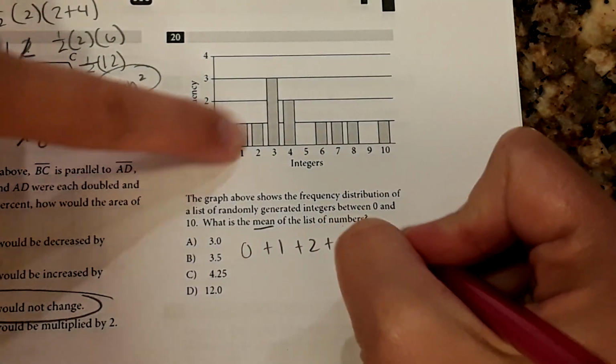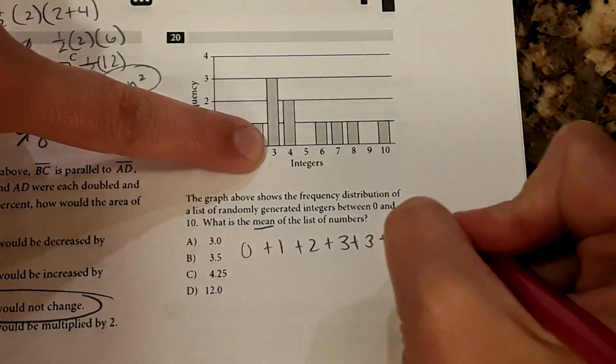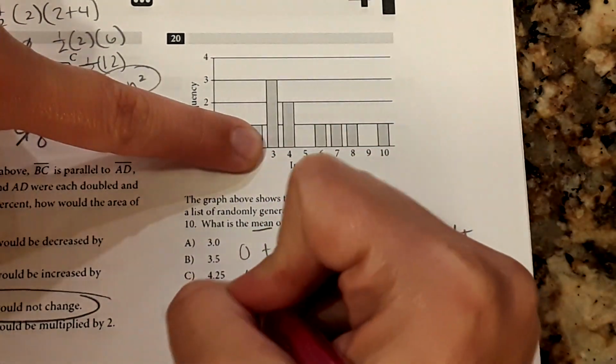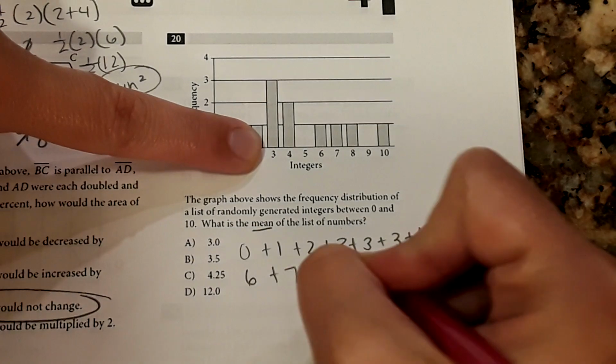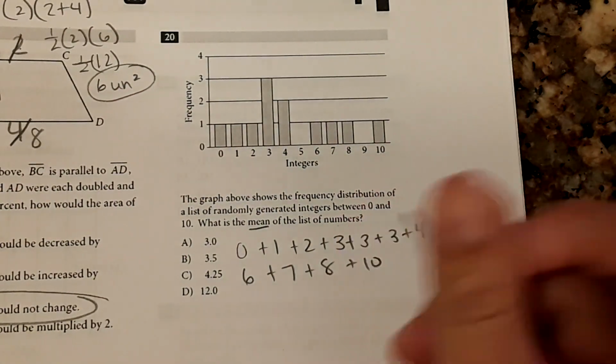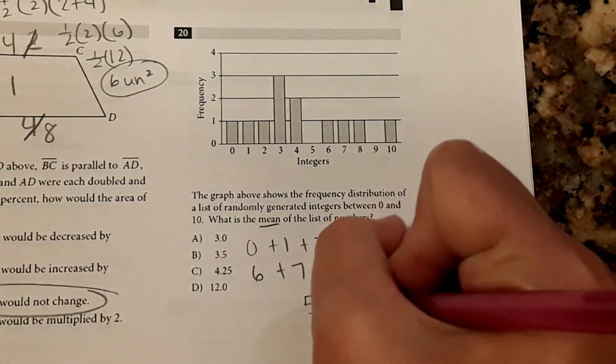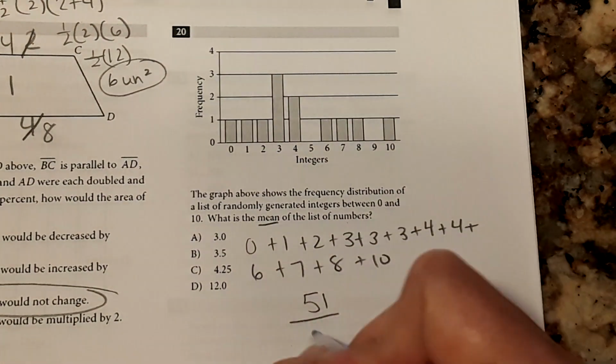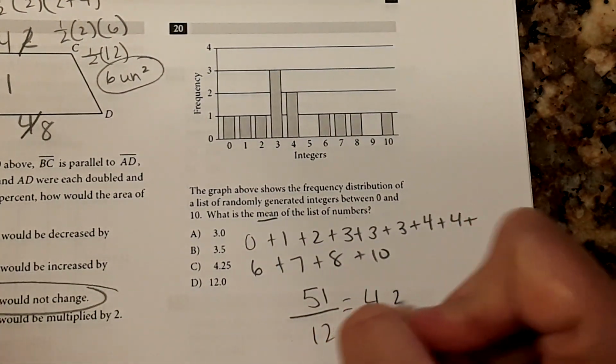So I'm just adding them all up. There's 3 at 3, 2 at 4, 6, 7, 8, and 10. So if you add these all up, you get 51. Divide by the number of numbers, count these, you get 12, and it divides out to 4.25.